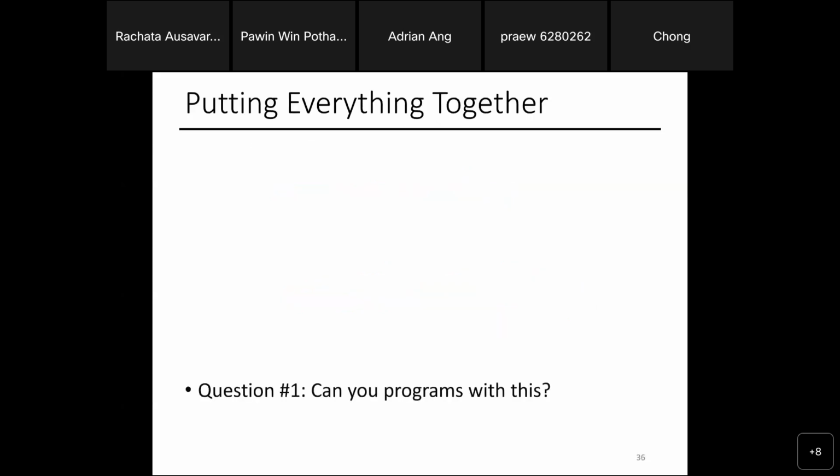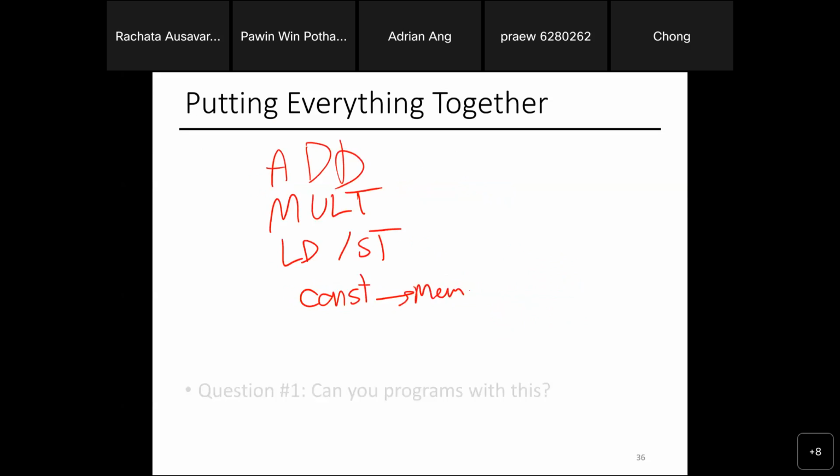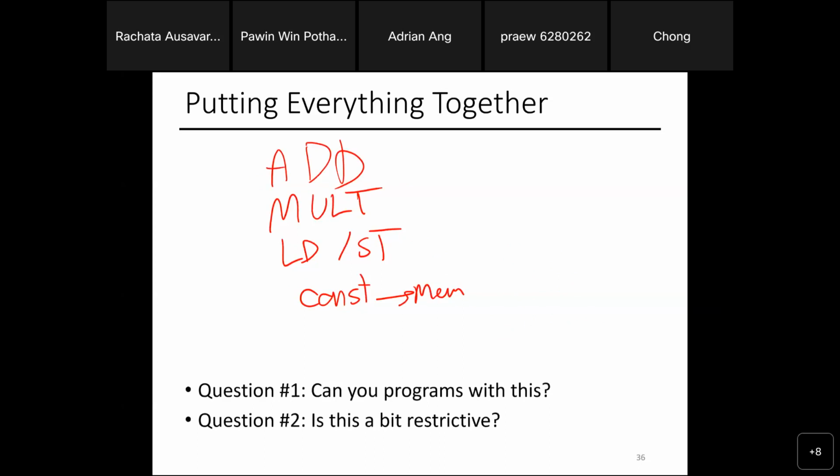Now, putting everything together, we have all the instructions there, right? Add, multiply, load, store, and handling constants to the memory. Can you program with this machine? Yeah, it's fine, right? Is it annoying to program?